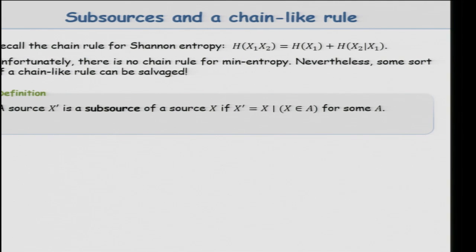So we have the following definition. It's central to this talk. A source x prime is called a subsource of a source x if x prime is just x conditioned on x being in some event. The best way to think about it is, as before, x is a uniform distribution over some set of k-bit strings, A is some subset of the support of x, and x prime is then just uniformly distributed over this subset.